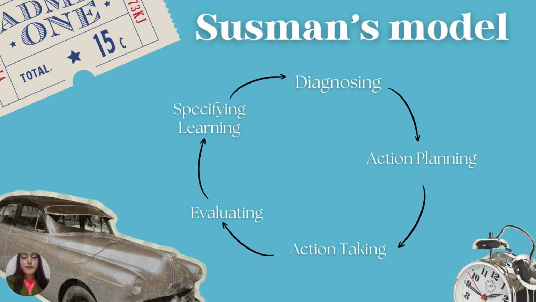The second phase is action planning. Here, researchers develop a plan to address the identified issue. They design strategies or interventions. The plan is formed by prior researchers, theories, or experiences.